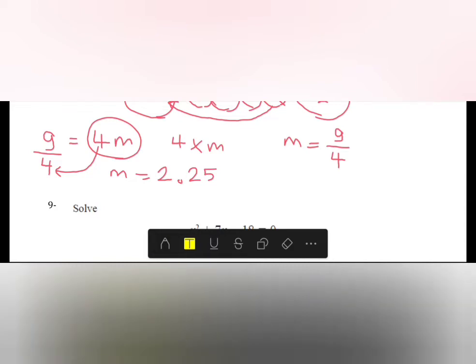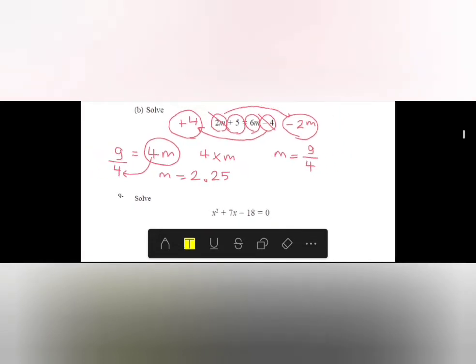So what did we do first? Very good. We worked out the like terms. We put the like terms in one side and the other constants in the other side. We worked them out together by addition or subtraction, and then we took 4 by division to the other side. So 9 divided by 4 equals 2.25. Now let's move on to the next question.